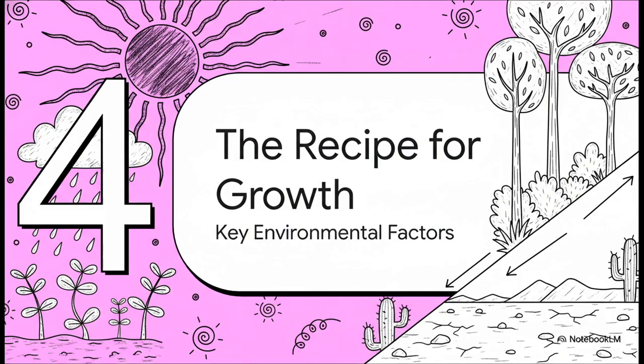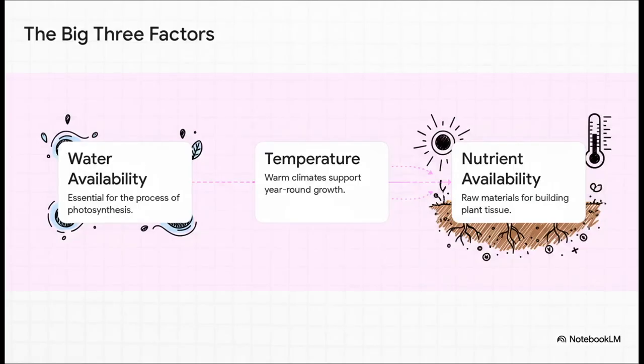All right, so if high productivity is the goal for a super healthy ecosystem, what are the ingredients you need? What's the recipe? What actually makes the difference between a lush forest and a barren desert? Well, for ecosystems on land, it really boils down to three main things. You've got to have plenty of water for photosynthesis. You need temperatures that are warm enough for things to actually grow. And you need enough nutrients in the soil to build all that new plant stuff. If an ecosystem is missing even one of these key ingredients, its productivity is going to be seriously held back.